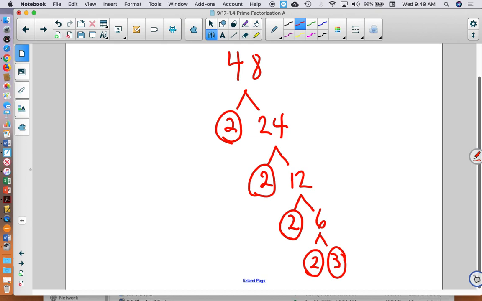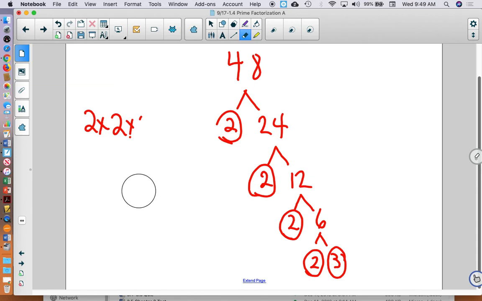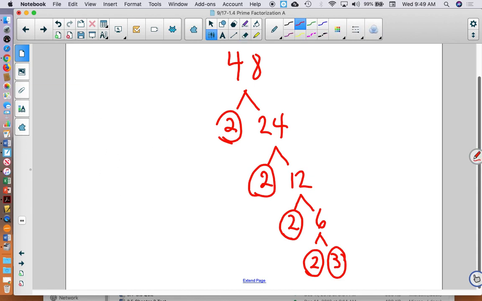Now, I need to write the prime factorization. How do I write this as a prime factorization? Gabe? 2 times 2 times 2 times 2 times 3. Or 2 to the power of 4 times 3. Good job. Oh, I missed one, didn't I? And that's something that sometimes, I heard you say it, Gabe, but I didn't write it, so I'm going to go 2 times 2 times 2 times 2 times 3.